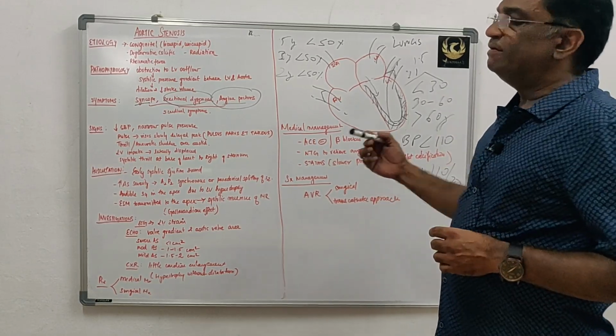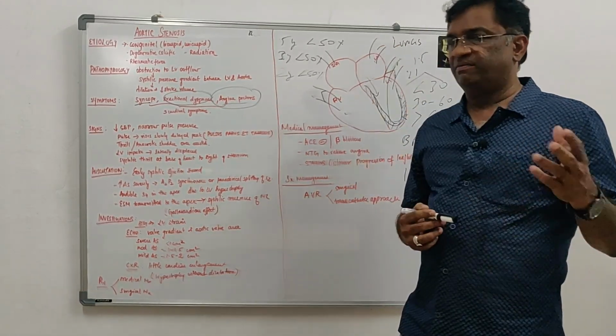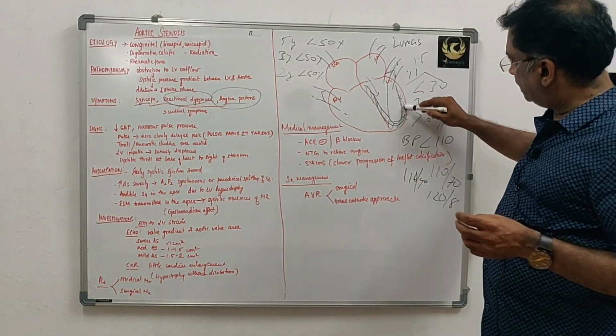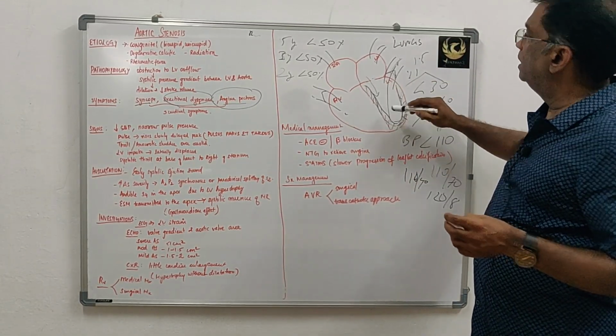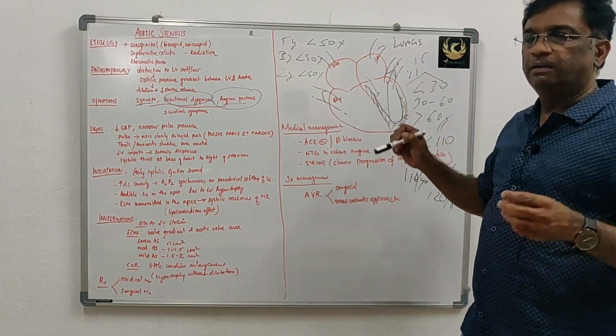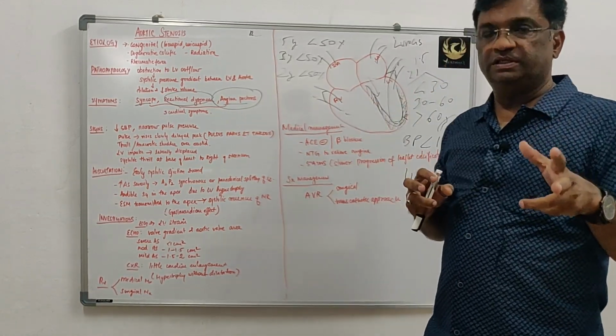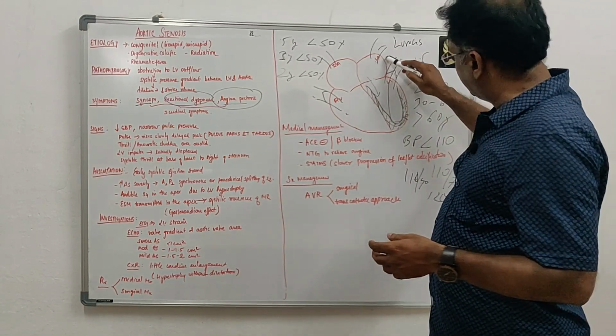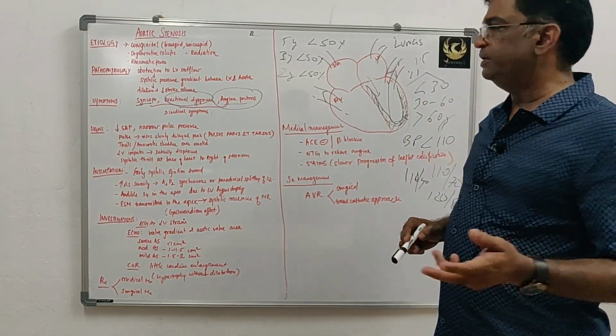Okay. Now what investigation can we do? Apart from the routine, you will have to do ECG. What will we see in the ECG? Left ventricular hypertrophy. Later on, you will have cardiomegaly. Left ventricular hypertrophy will be seen in the ECG. If the patient goes in for atrial fibrillation because of the left atrial dilatation, that will be reflected in the ECG.